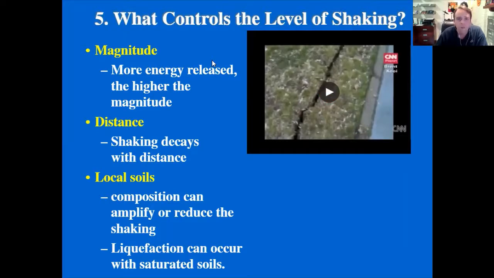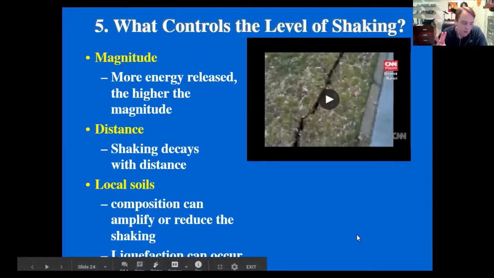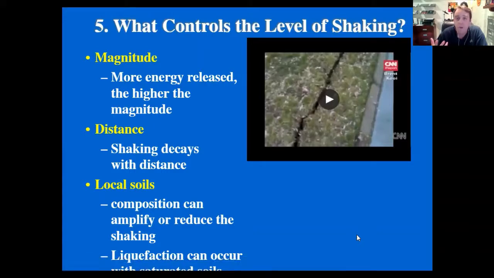All right, so next, what controls the level of shaking? In other words, how big is an earthquake? How do you know how big an earthquake is, or how do we measure them? So there's three things that regulate the level of shaking. And the first, of course, is the magnitude. The bigger the earthquake, the more energy released, the higher the magnitude.